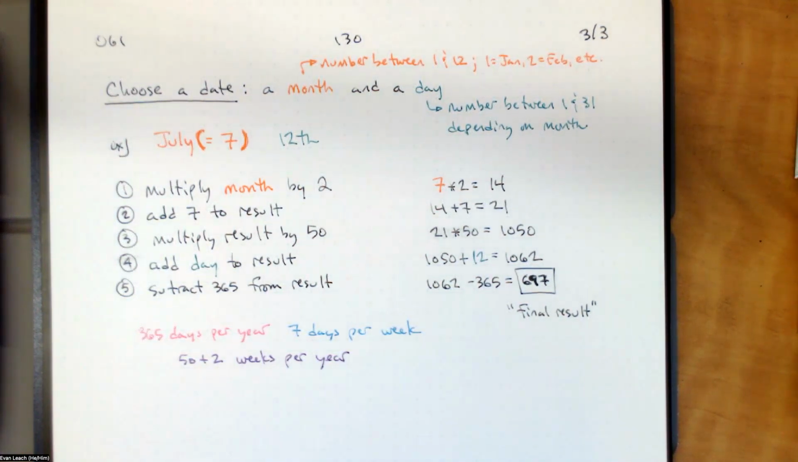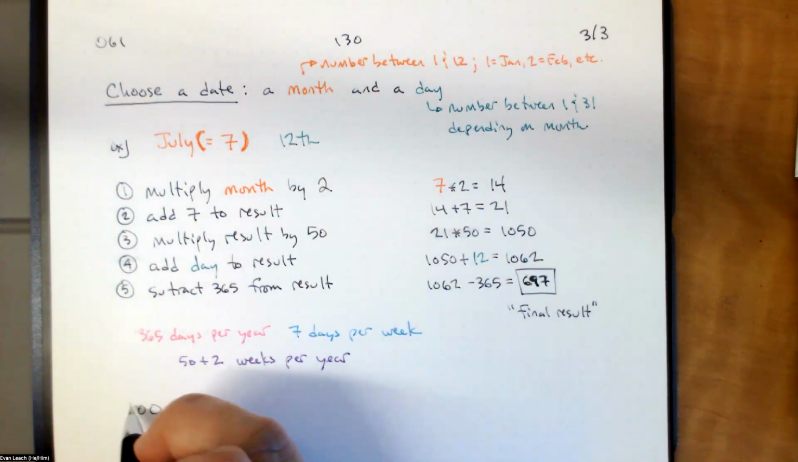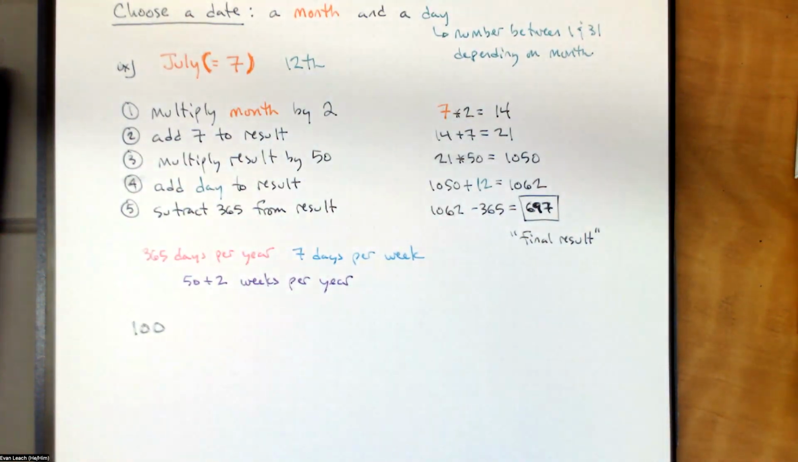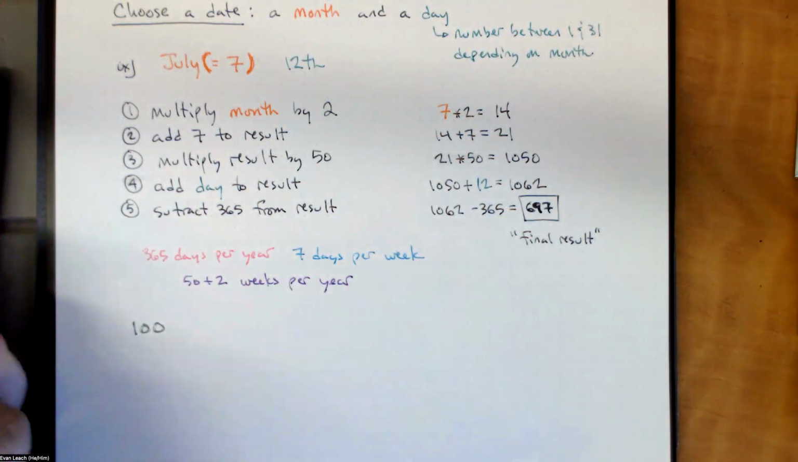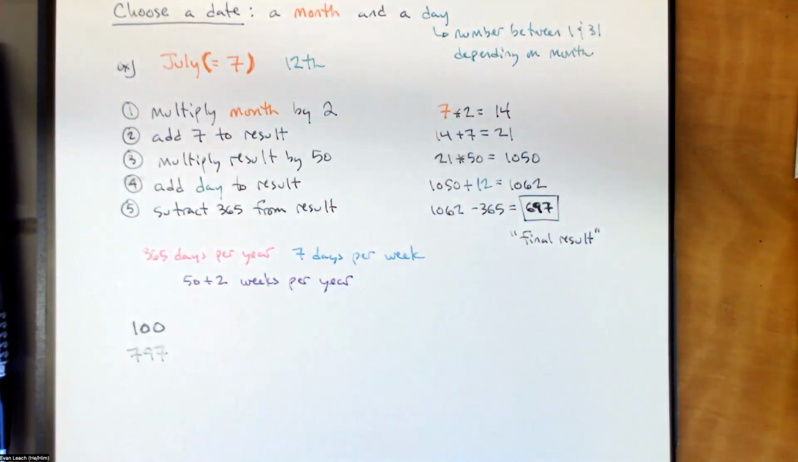Now I need volunteers for their final results. Anyone would like to volunteer their final result? Who's got a number for me? What'd you get? 100? That is kind of a cool winter result. I like that one. Anybody else got a number? 797? That is a much different number than the one before. Anyone else have another result? 992.